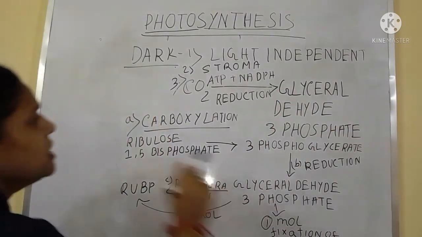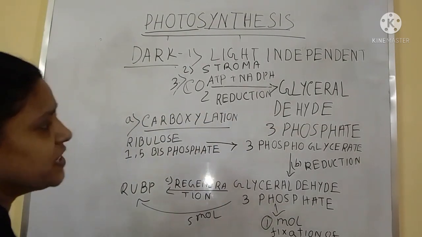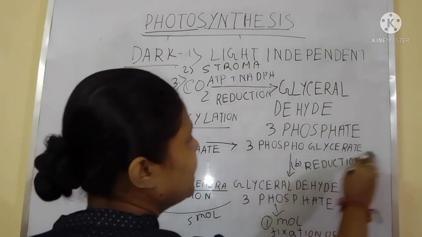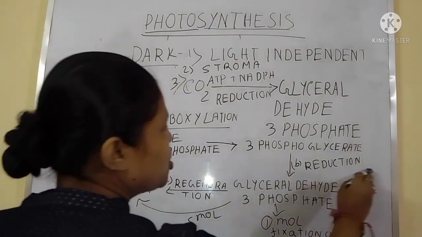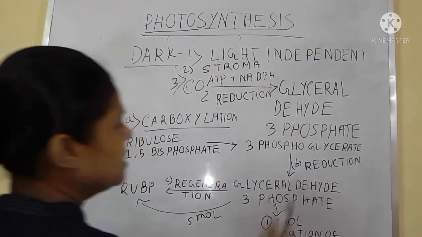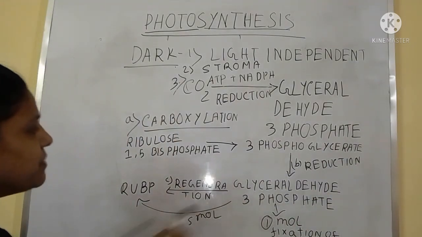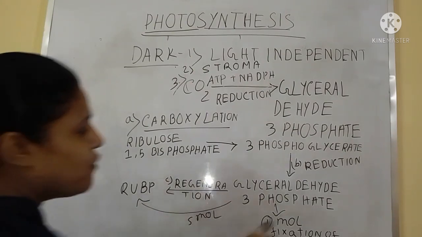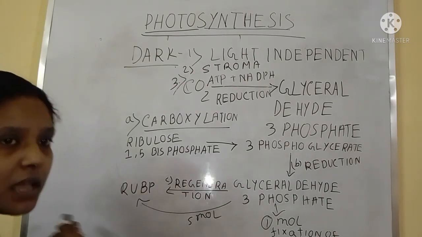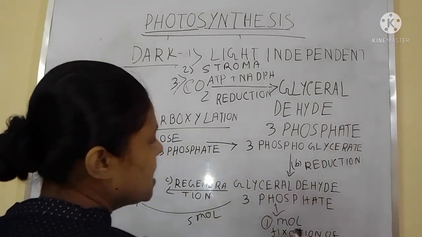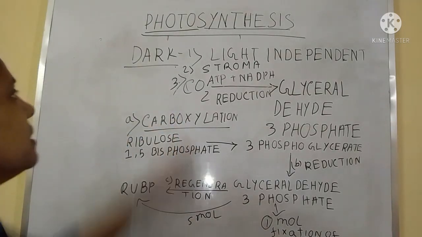Clear? What happens in carboxylation? Ribulose 1,5-bisphosphate changes into 3-phosphoglycerate. Second step, the reduction process, where 3-phosphoglycerate forms glyceraldehyde 3-phosphate. And the last step is called the regeneration step, where 5 molecules are needed for the production of RuBP and 1 molecule is needed for the fixation of carbon. Clear? So this is the dark phase.